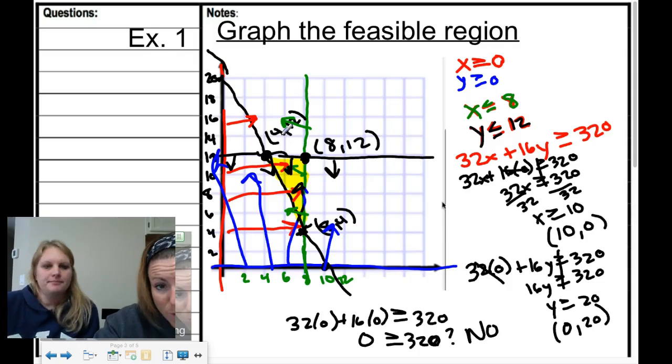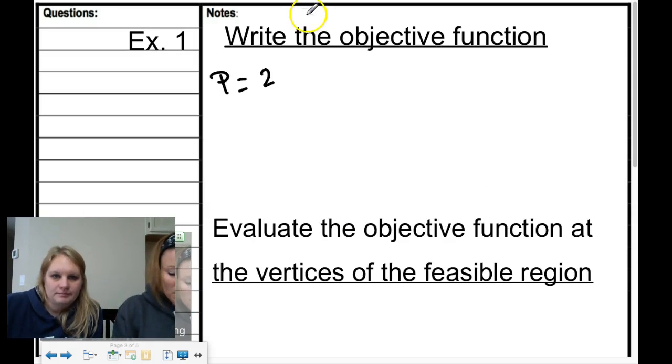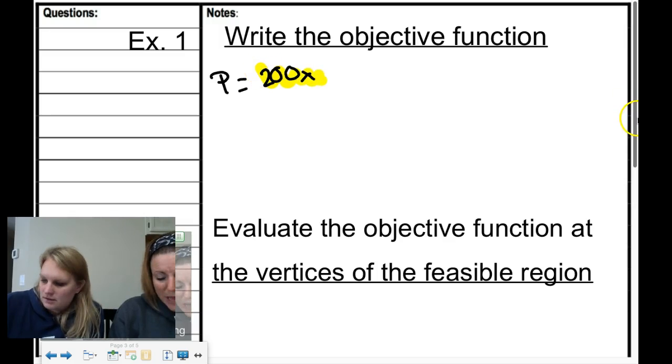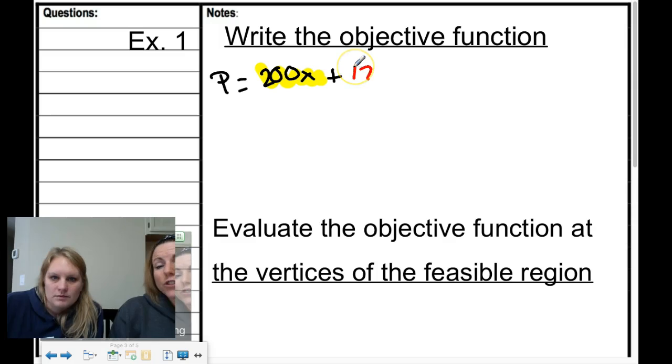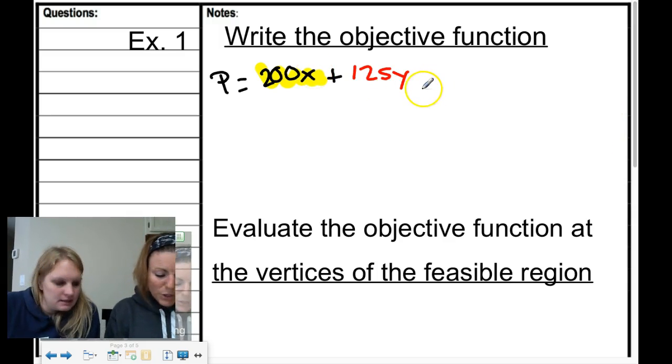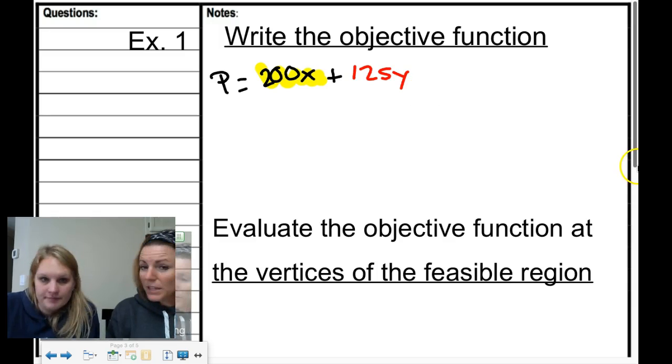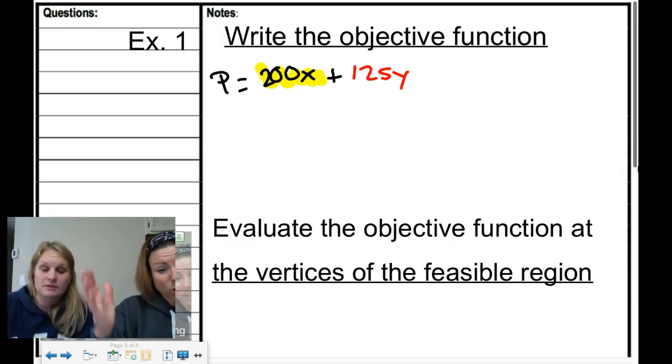So here we go. The objective function is going to be 200 times x, because each A bookcase is $200. And then you're going to add to that 125 times y, because every B bookcase is $125. That's the objective function, because that's what we're trying to minimize.